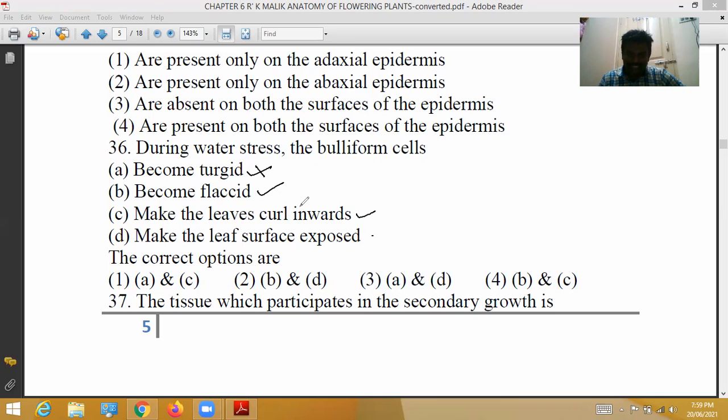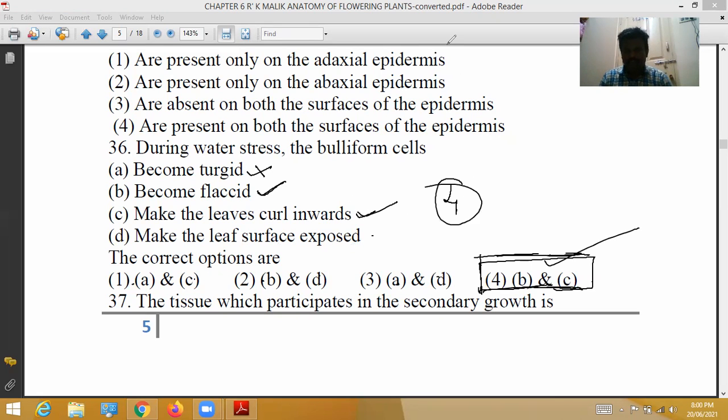When water stress occurs, B and C happen. So the fourth option, B and C, is correct. During water stress, the bulliform cells become flaccid and make the leaves curl inwards. For the 36th question, the correct option is the fourth option.